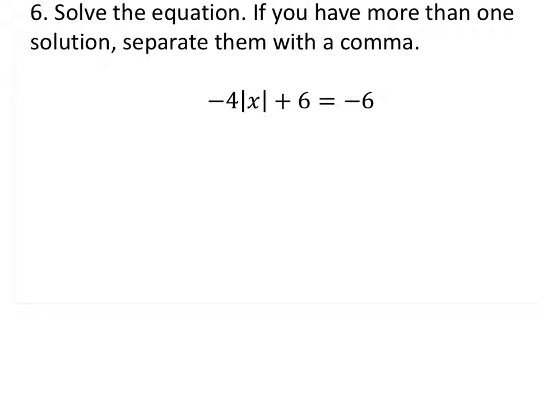Let's go ahead and take a look at 6. So these were in-class examples, and this one specifically was from 2.4, I believe. Let's go ahead and solve this one.